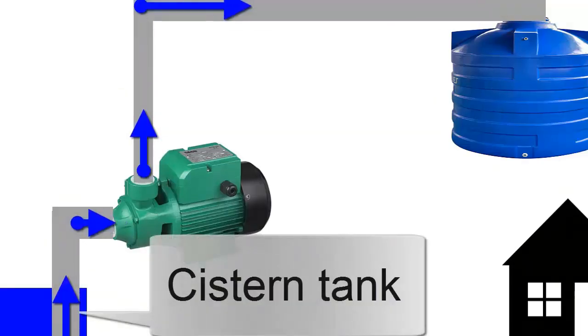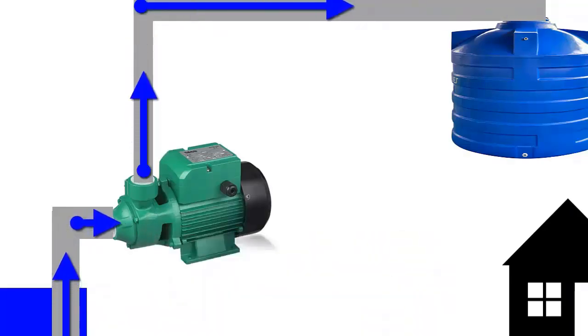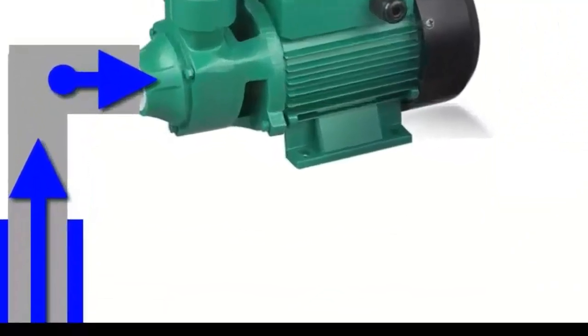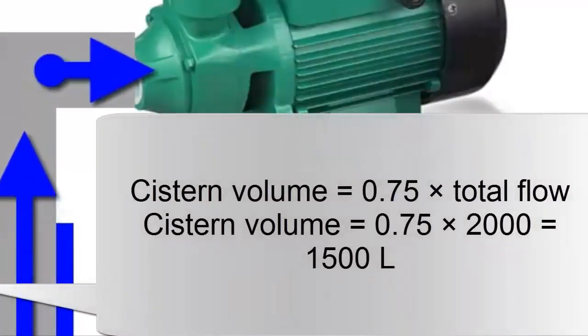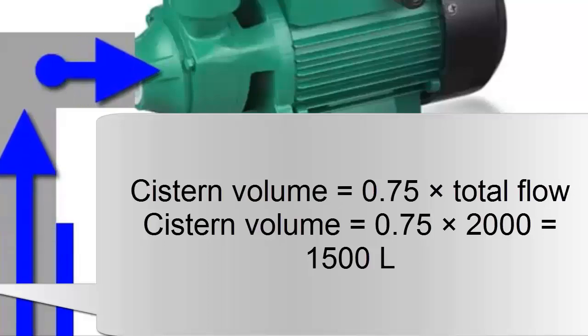2. Cistern capacity. The cistern must store enough water to meet daily needs and account for potential supply interruptions. A common practice is to size it to hold between 50% and 75% of the daily supply, depending on the reliability of the water source. For our requirement of 2,000 liters per day, a cistern with a total capacity of 1,500 liters should be used.